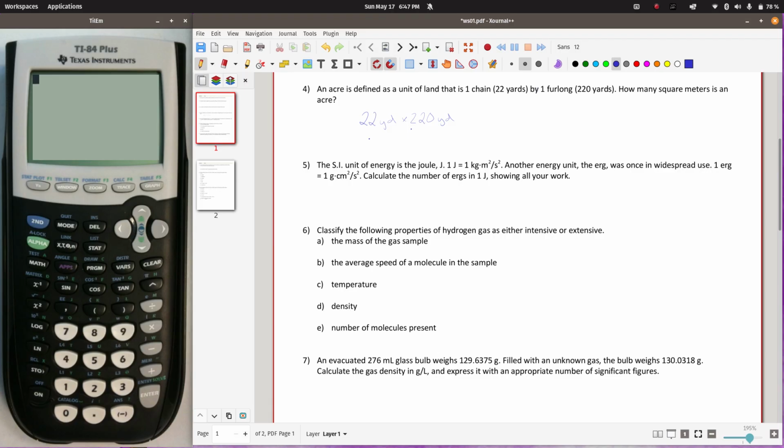So years ago, it was redefined here in America as 22 yards by 220 yards, or 4,840 square yards as an exact number. So we're going to treat this as an exact number. Therefore, there really isn't a significant figures answer to this one. We can go out to a huge number of digits.